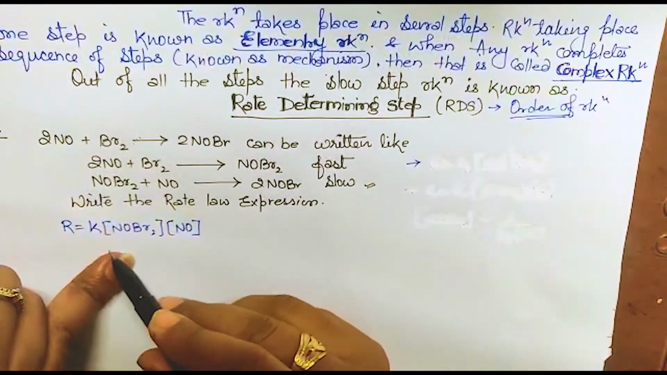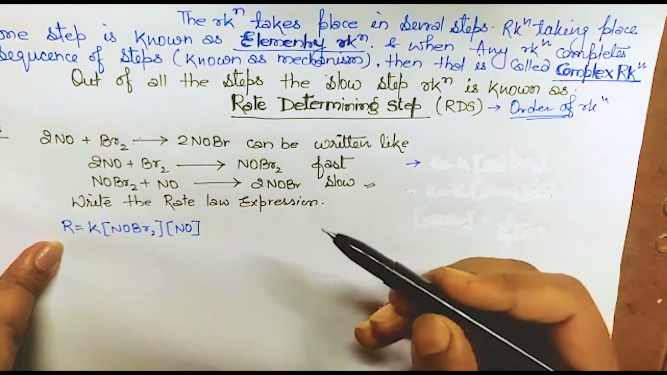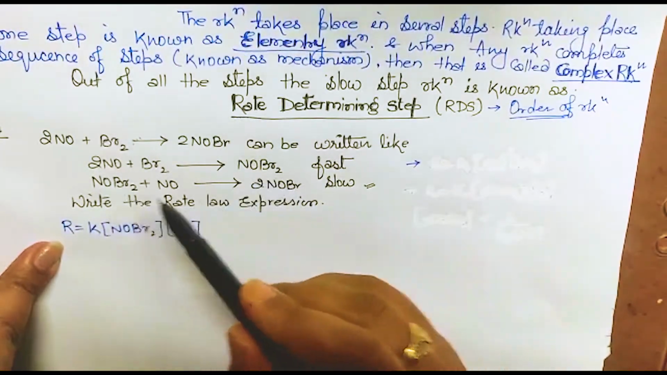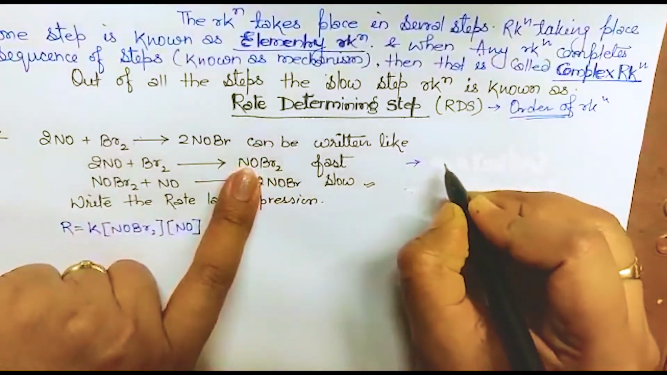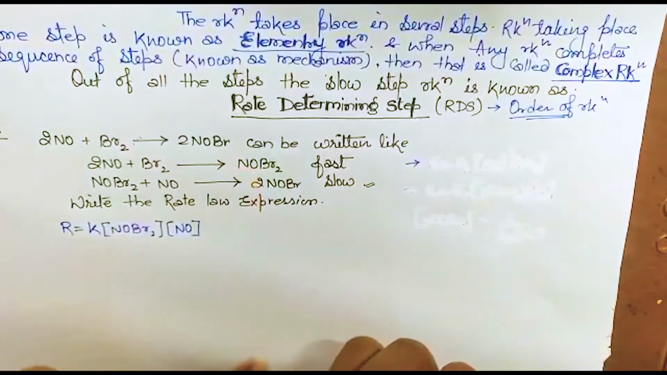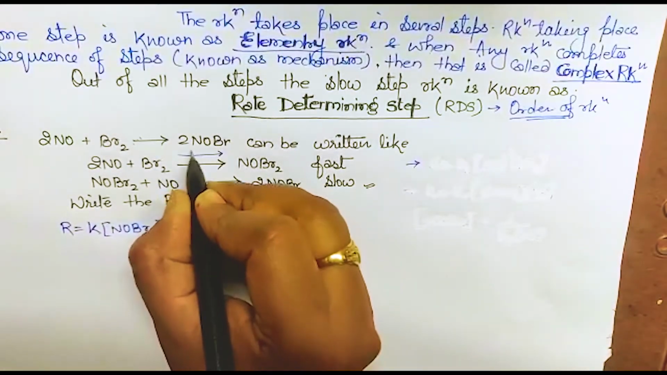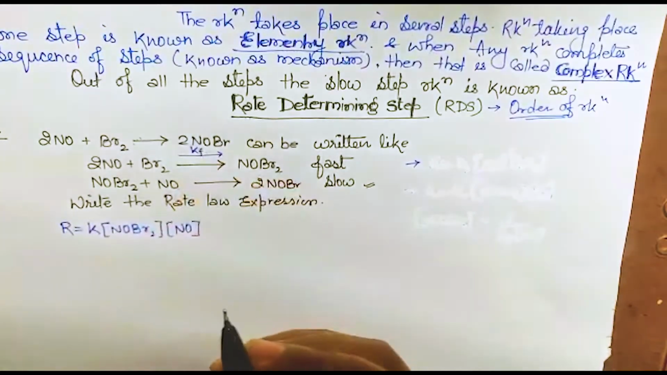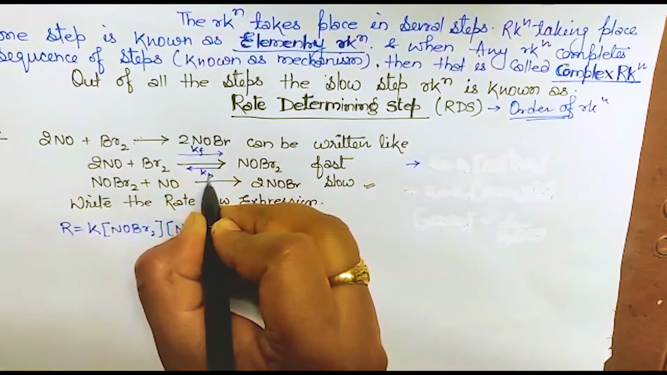So for replacing this NOBr2, we have to take the help of this equation. So for equation 1, can we write that? One more thing I just want to explain here. In this way, if it is going, this is the forward reaction, as we have done in equilibrium, and this we have done in the backward reaction.